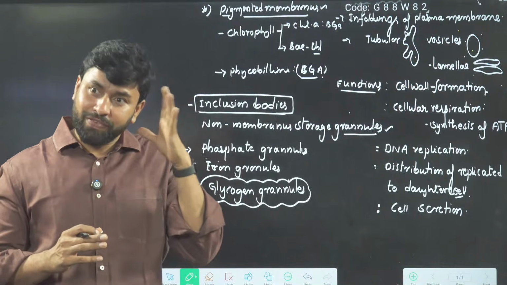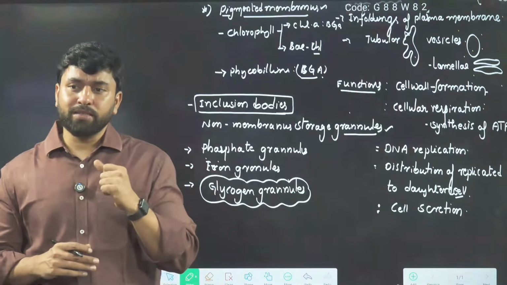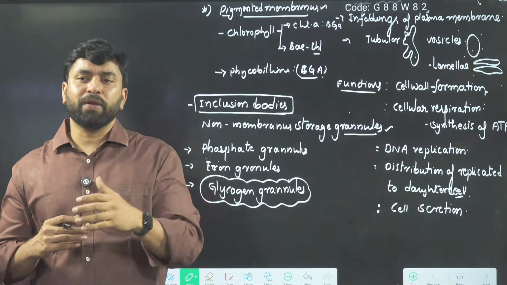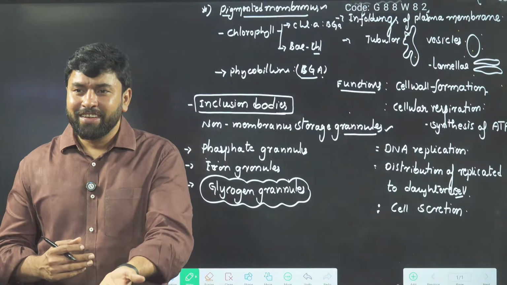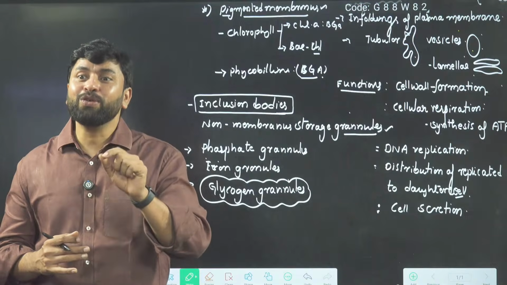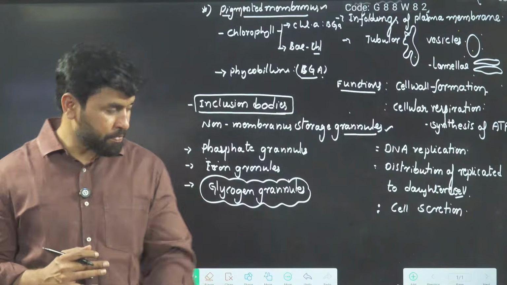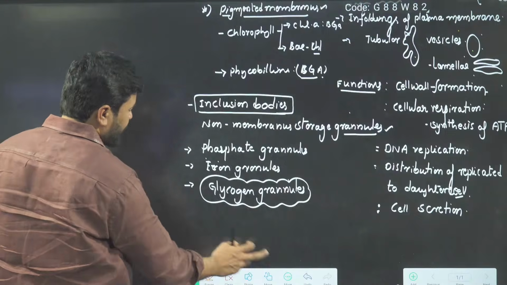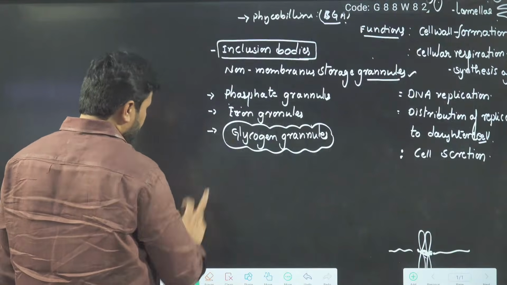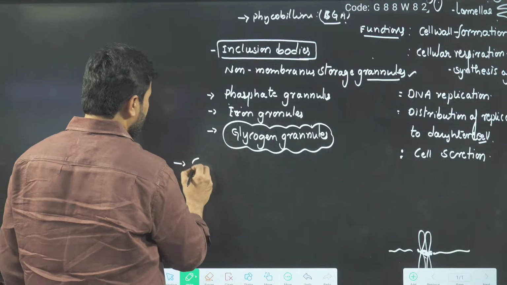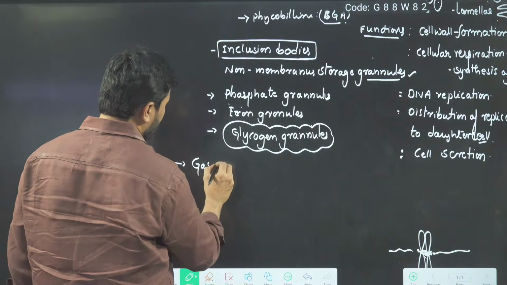That's why they have emphasized in our lower class books, plant store starch. Why? Because plants only store starch. Remaining all are storing glycogen. Next one. Bacteria also store glycogen. In addition to this, there is some other information we need to learn.